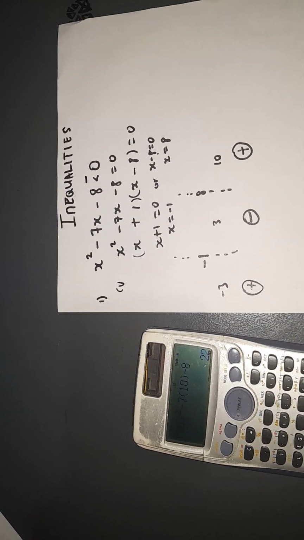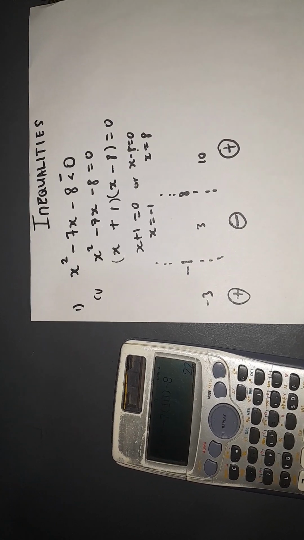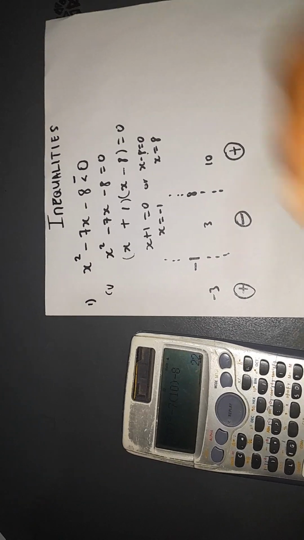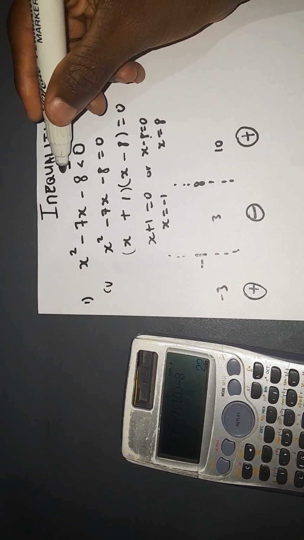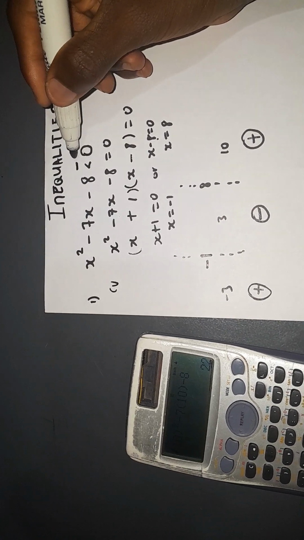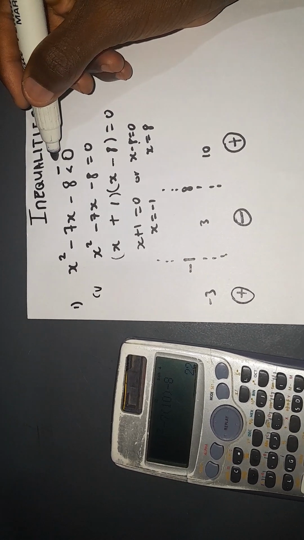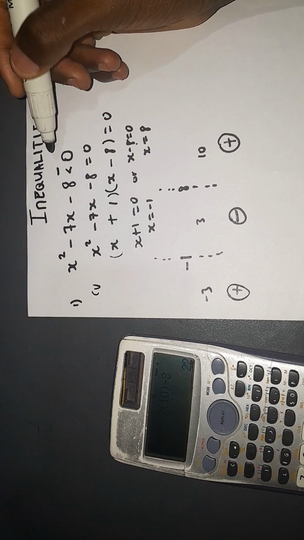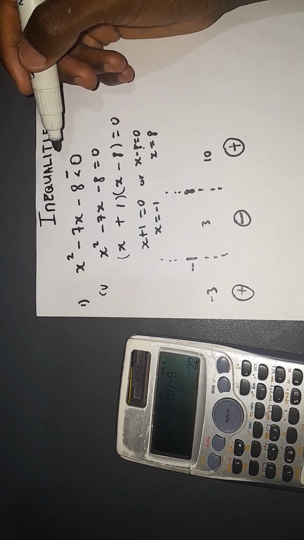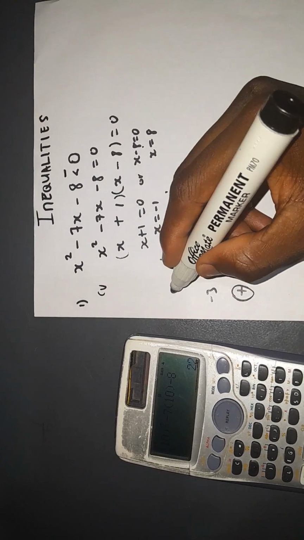So now here, since the sign is less than, which means we'll be only focusing on the side where we have a negative number, which is in which portion?